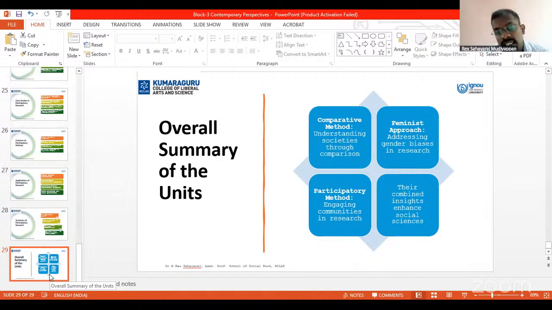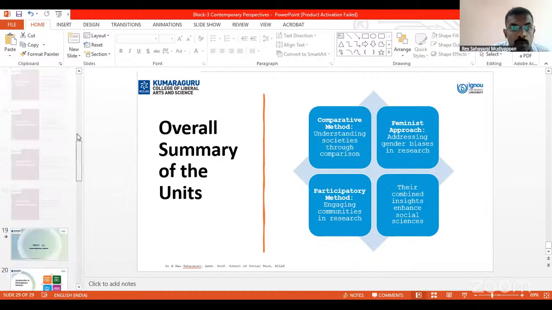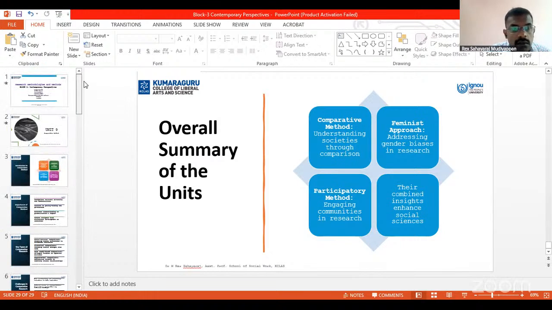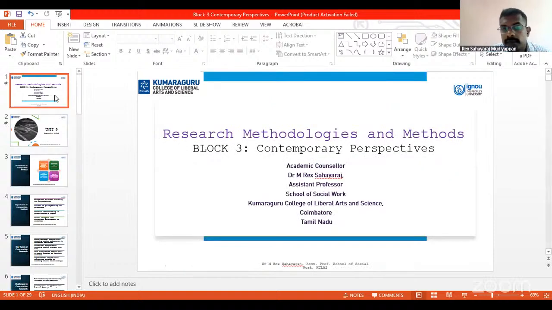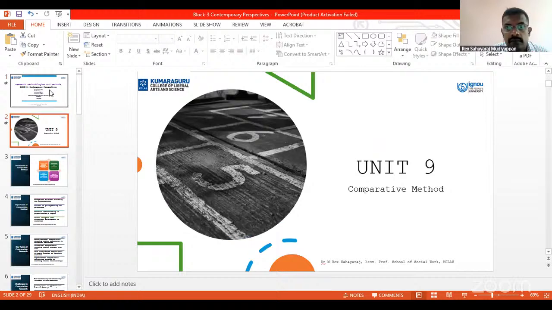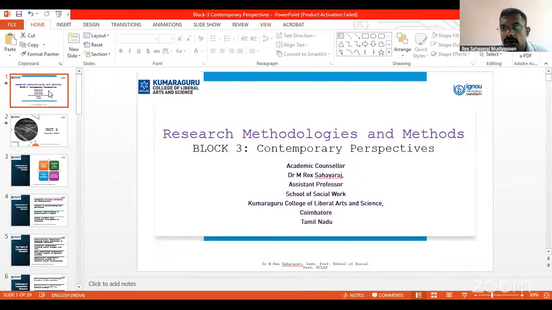So in this unit, block 3, we learned about the comparative method, feminist approach, and participatory method, and what needs to be done in the research. Do you have any doubt in this particular block? Contemporary perspective. Any doubt in it?